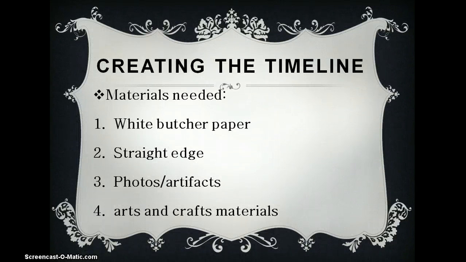To create this timeline, we are going to use white butcher paper. It's going to be about 5 feet in length, so it's going to be a pretty long timeline, and that's going to be provided at school. Students will use a straight edge to create the line and to mark off the years. And this is also where the photos and artifacts are going to come in, and we will attach these to the timeline. And also, students are welcome to bring any arts and crafts materials that they want to use for this project. It's their timelines. I want them to make it their own.